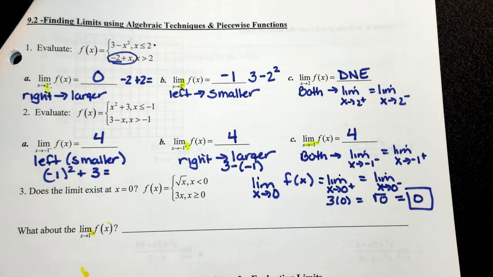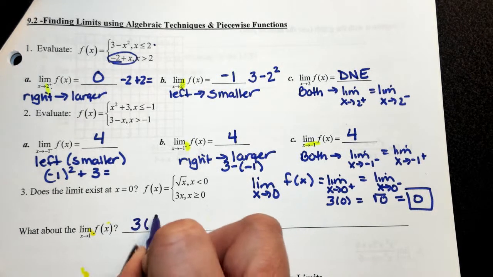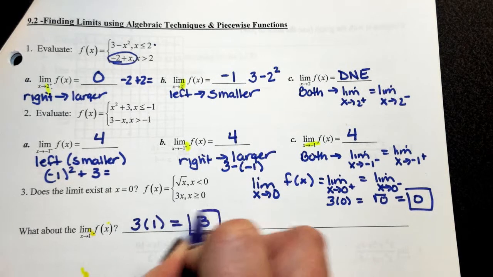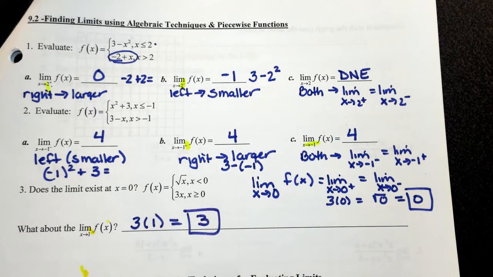Now, what about the limit as x approaches 1? Well, first of all, to find the limit as x approaches 1, which domain does 1 fit into? Does 1 fit into the first, or does it fit into the second? The second. So how am I going to find this limit? I'm simply going to do direct substitution. So 3 times 1 is going to be equal to what? 3. And you're done. All right? So any questions on finding limits of piecewise functions?